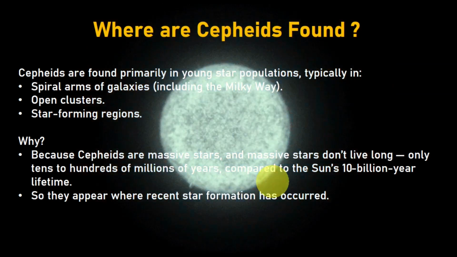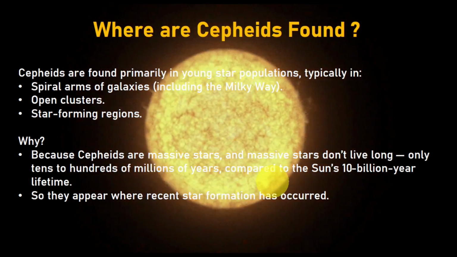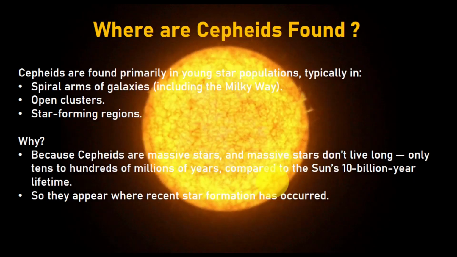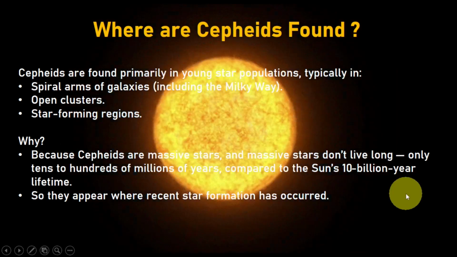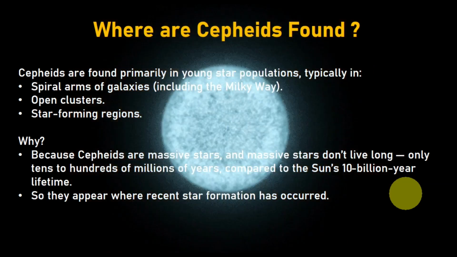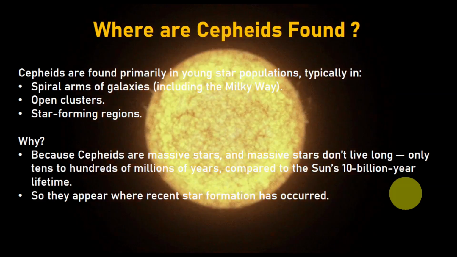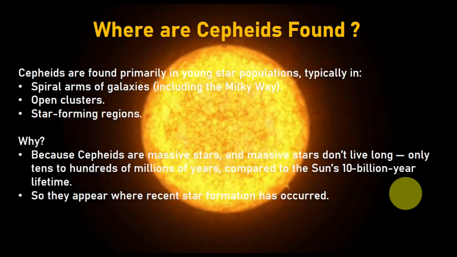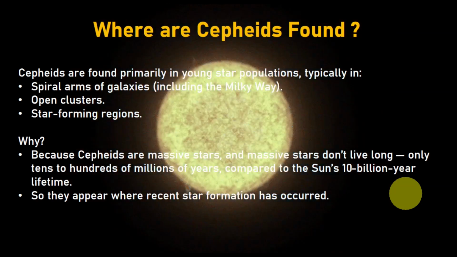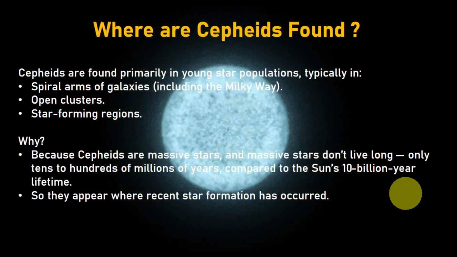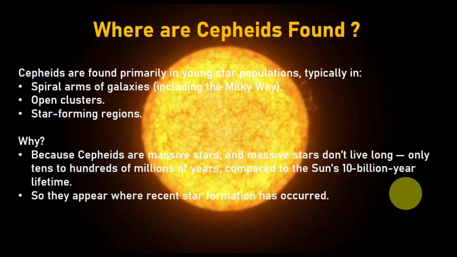And massive stars don't live long. Remember, they don't live long. They only live between tens to hundreds of millions of years. Compared to the sun, which is not a massive star, the sun is going to live for about 10 billion years. But these Cepheids, these young stars, just live within a few million years. So they appear where recent star formation occurs.